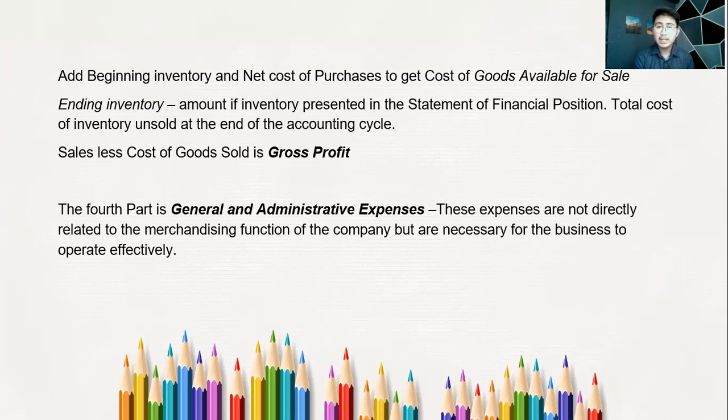Okay, and the fourth part is the general and administrative expenses. So these expenses are not directly related to the merchandising function of the company, but are necessary for the business to operate effectively. So ito po yung mga hindi naman siya totally connected or related doon sa merchandising function ng isang kumpanya, but still we need these expenses para mag-operate yung isang company or yung isang negosyo.